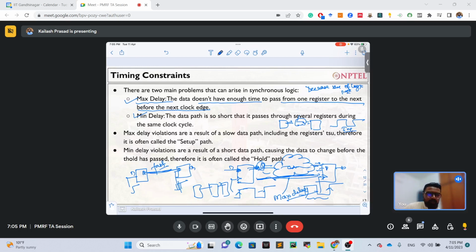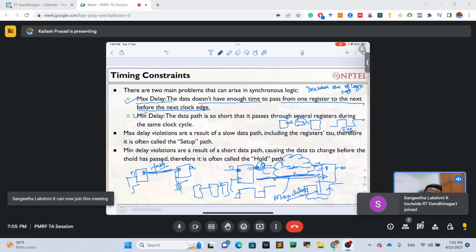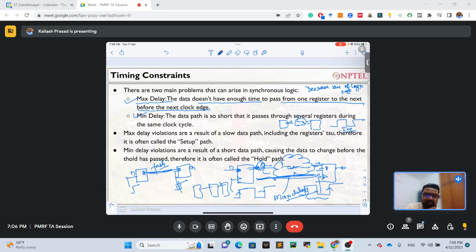That's true. So what you can do is make the path faster, by making the path LVT or HVT. In the last class we have seen that you can decrease the path, and by decreasing the path delay, you can do this.